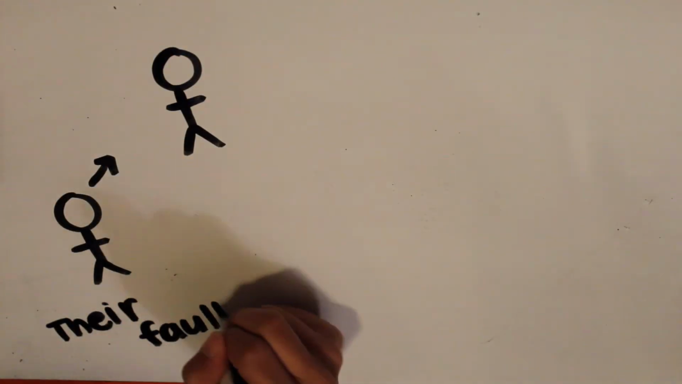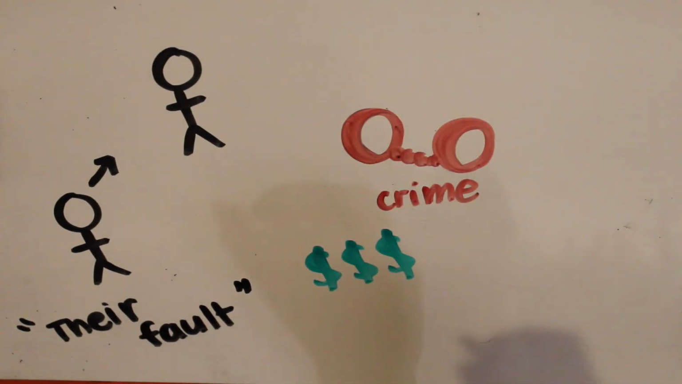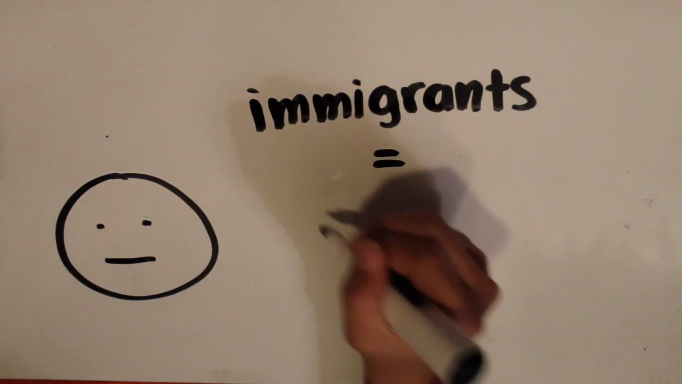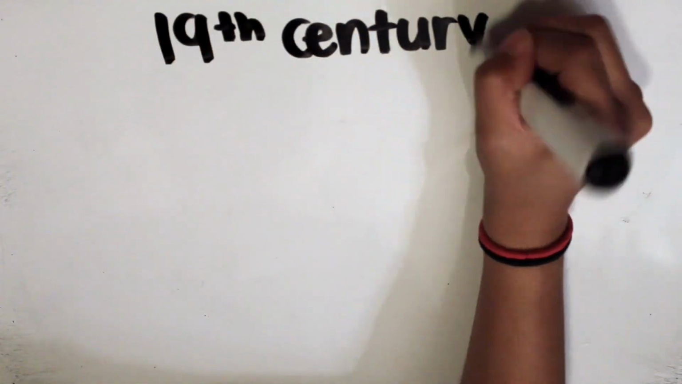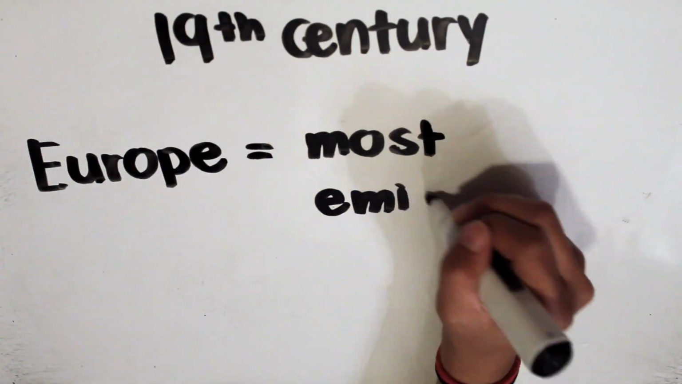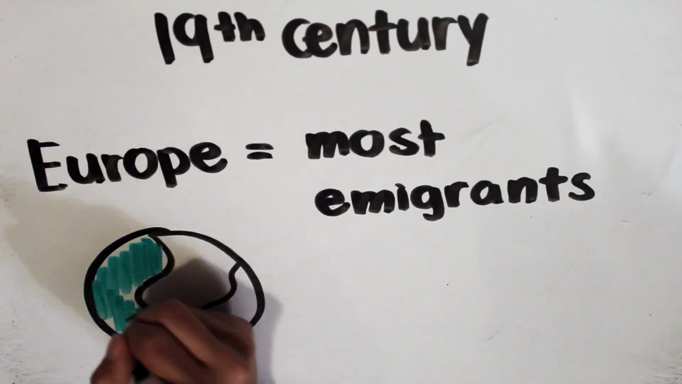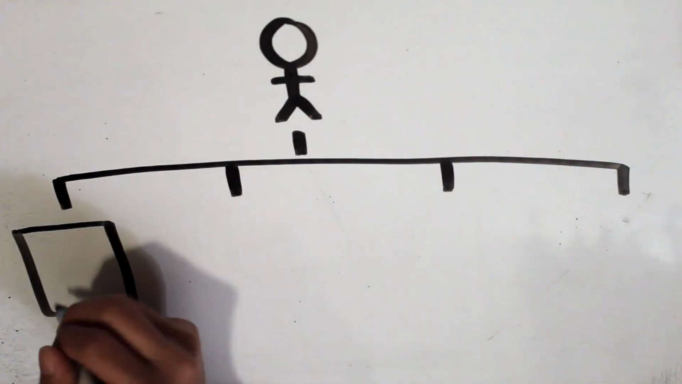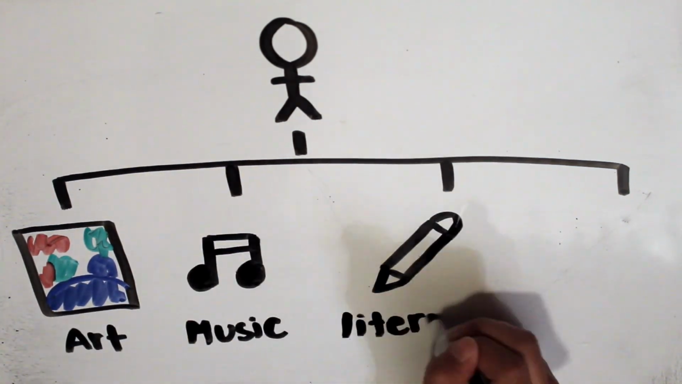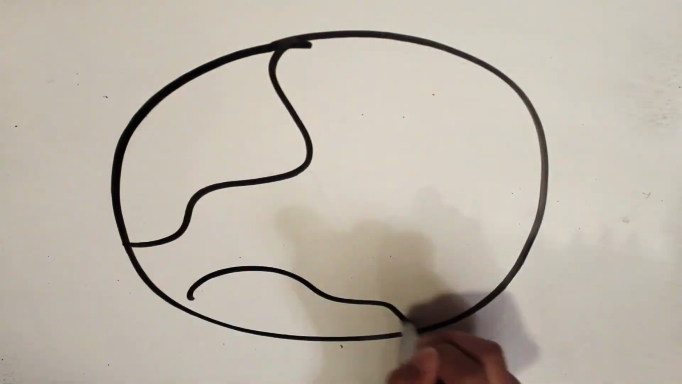People against immigrants blame them for crime, unemployment, and high welfare costs. Some believe that culture or tradition is threatened by immigrants because of their culture. Europe was the source of the most emigrants in the world in the 19th century. Most people in Europe are Christians. As they migrate, their art, music, literature, and philosophy spread throughout the world.